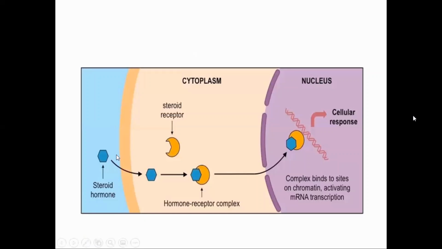So the steroid hormone in the plasma, in the blood, enters inside the cells, inside the cytoplasm, and binds to its receptors. So it makes a hormone receptor complex, which then moves towards the nucleus, and it binds to some part of the DNA and causes the mRNA transcription and causes the cellular response like anti-inflammatory effect, immunosuppressant effect, protein, carbohydrate metabolism, fat metabolism, etc.